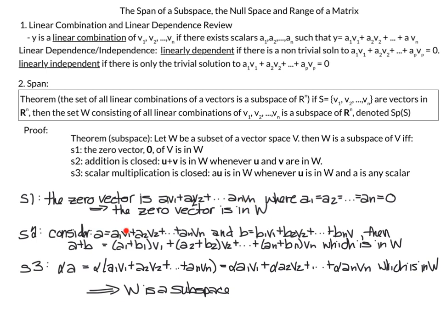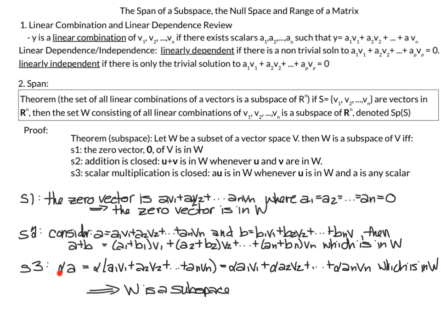Suppose you have a linear combination A equal to a1 v1, a2 v2, up to an vn, and B is a second linear combination with b1 v1, b2 v2, up to bn vn, where these a's and b's are all scalars multiplying the vectors v. Then A plus B is equal to a1 plus b1 times v1, a2 plus b2 times v2, up to an plus bn times vn, which is another linear combination of the vectors v1 through vn. So this sum A plus B is still in W, so it is closed.